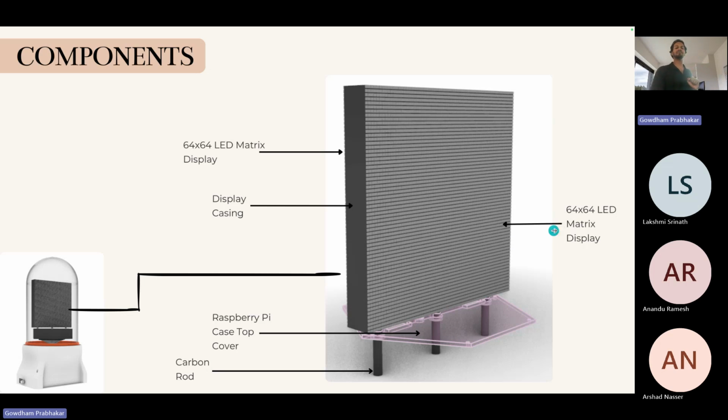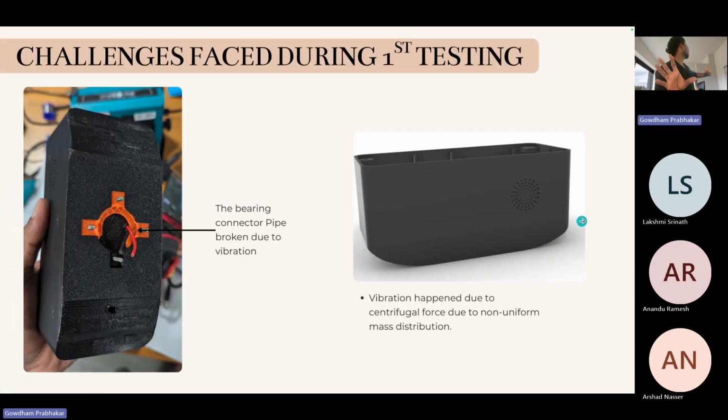When I slowly increased the RPM, then suddenly, katak katak, vibration started and it broke. It was just two days before the tech fest, so I couldn't complete it to show there. The reason behind the vibration is the non-uniform mass distribution inside that Raspberry Pi box. When the mass is not uniform, then during rotation uneven centrifugal force is generated. That causes the vibration and it will break.